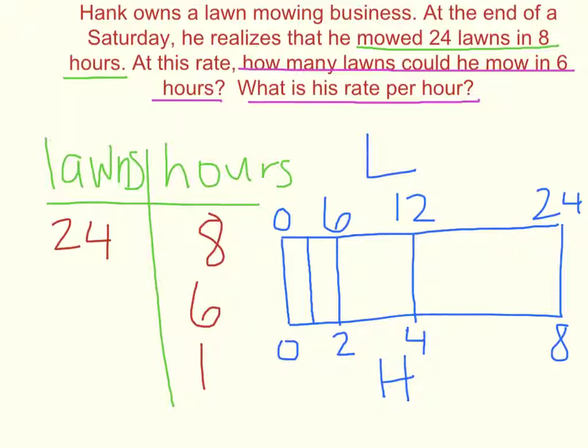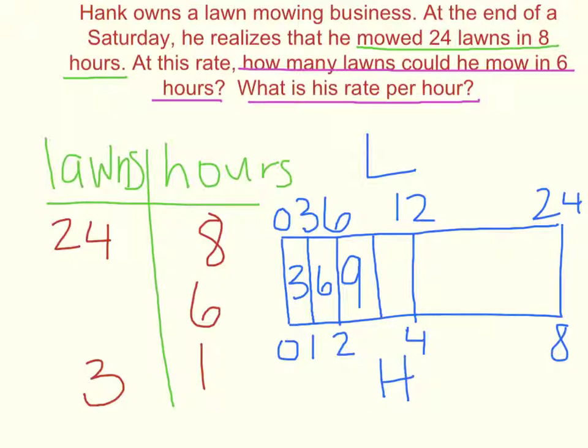So, if I take half of those 2 hours, I get 1 hour. Half of the 6 lawns is 3 lawns. So, I know that in 1 hour, I can mow 3 lawns, or Hank can mow 3 lawns. I'm going to put that in right here. Now I'm going to go ahead and fill in the rest of my tape diagram here. So 1 hour, 3 lawns, 2 hours, 6 lawns, 3 hours, remember I'm going up by 3 because every hour I can mow 3 lawns.